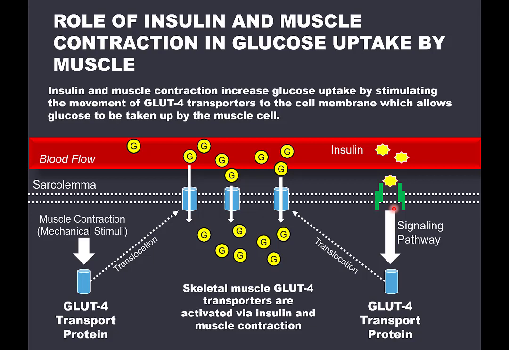So in type 2 diabetics, which side of this figure on this slide did I say was defective? The right side. The insulin resistance is the issue, meaning this right here is broken. But what did I say about the left side of this figure? I said that glucose uptake via muscle contractions is independent of insulin, meaning insulin is unnecessary for glucose uptake via muscle contractions and mechanical stimuli. So in type 2 diabetics, this mechanism right here is working just fine in their muscle cells.